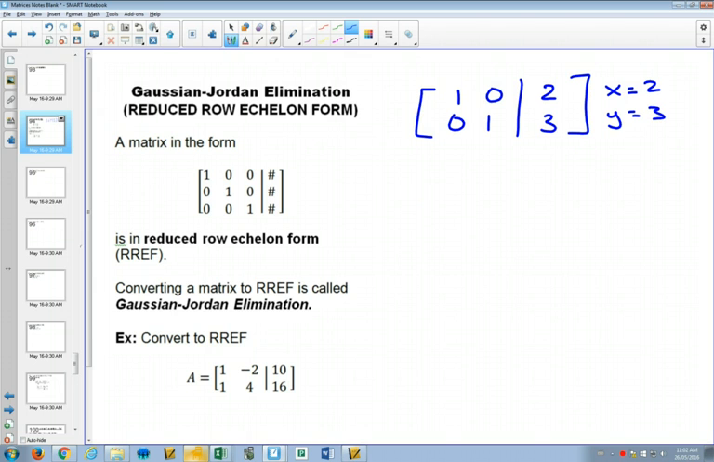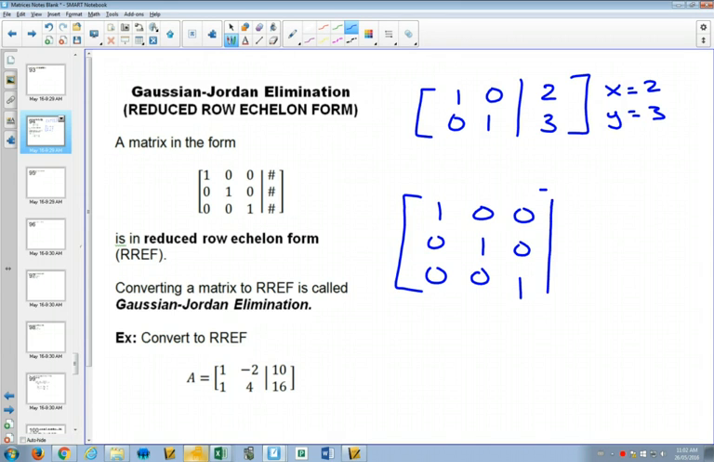And with a 3 by 3, if you got it into reduced row echelon form like this, you would know right away that x is equal to 5, y is equal to 6, and z is equal to 8, or whatever letters you were using.